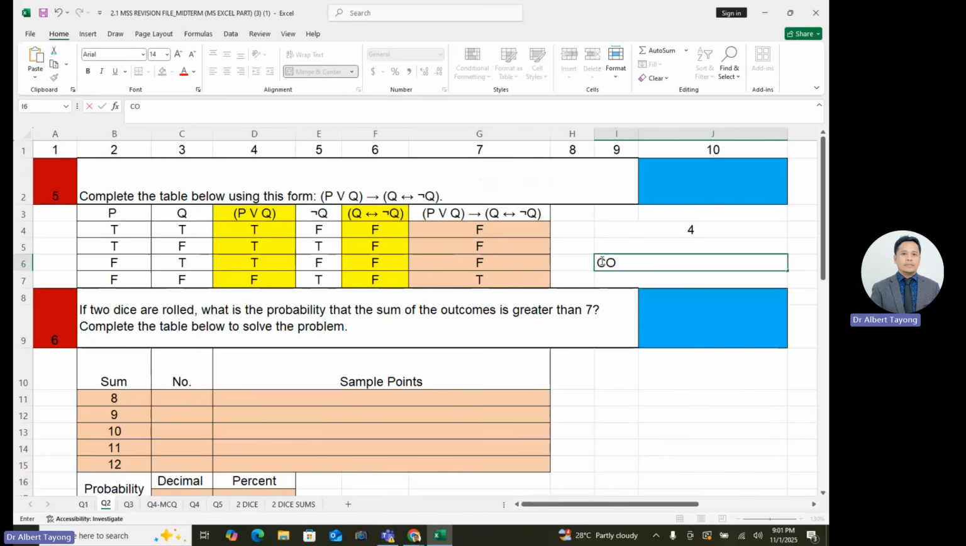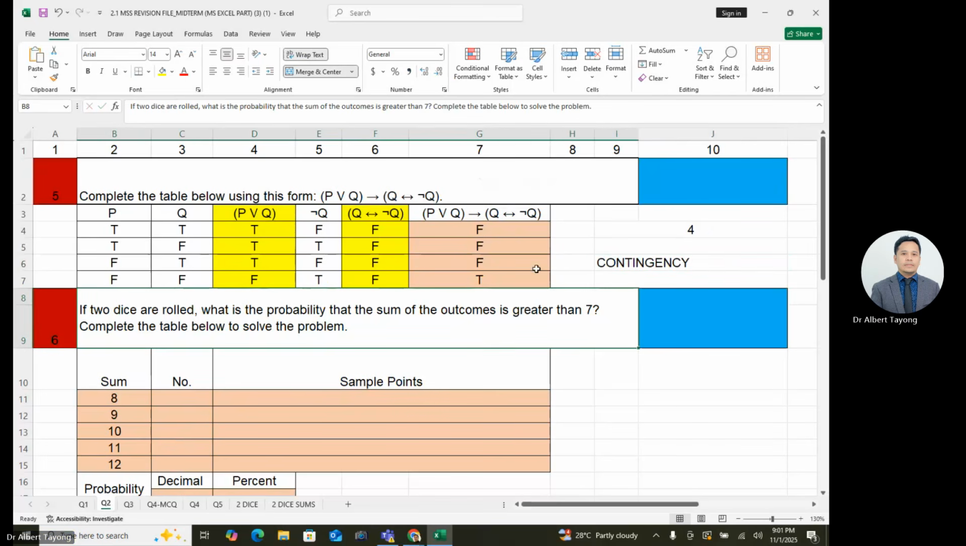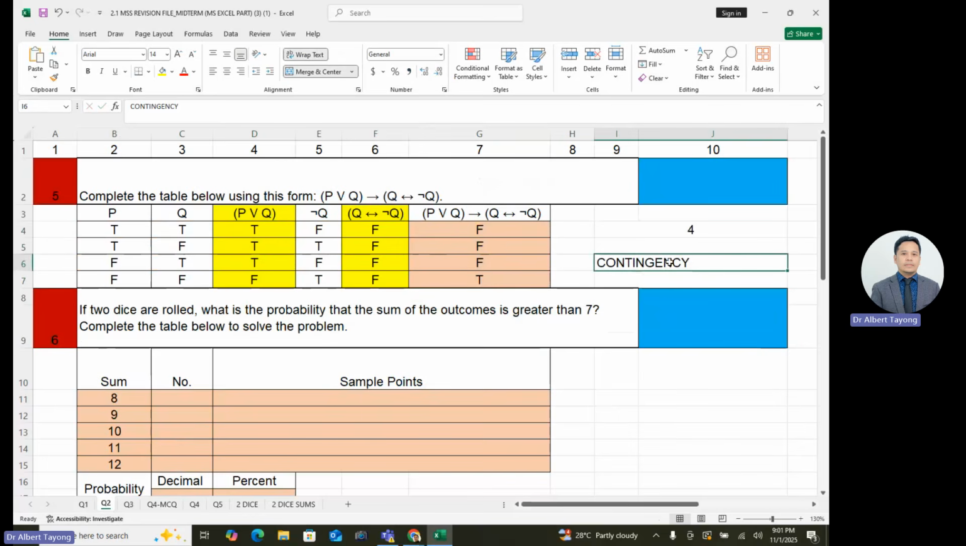It is a contingency because it is mixed. This is if you're asked to conclude what kind of propositional form we have. Contingency means it's neither a tautology nor a contradiction, because contradiction means all false like this, and tautology means all true. But here the truth values are mixed, false and true. Okay, so it is contingency.